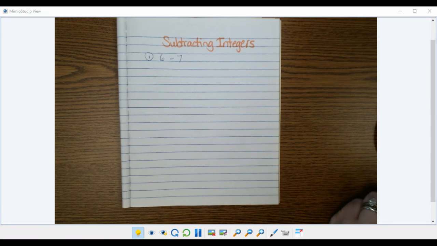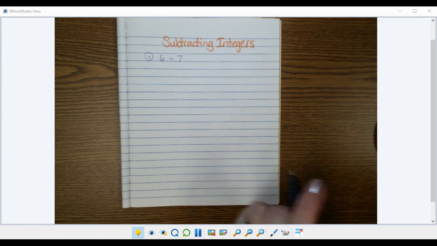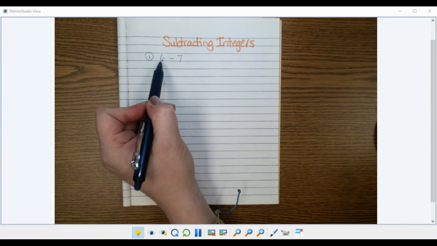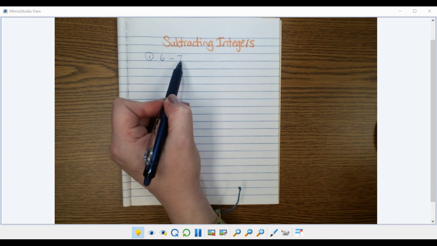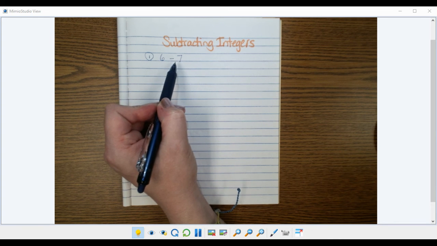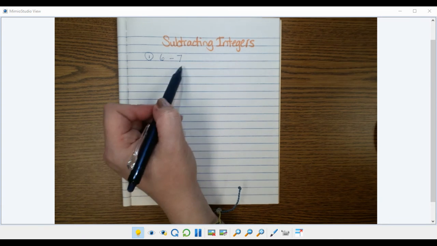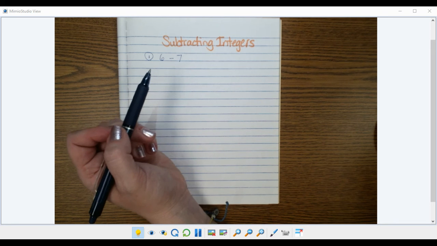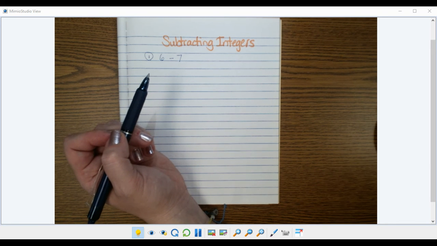6 minus 7. It is not 1. This is like saying I have $6 and I have to take $7 out of my account. Well, how are you going to do that? You don't have $7 to take out of there. Now, with numbers like this, you could probably figure out that the answer is -1. But let's use this new method.